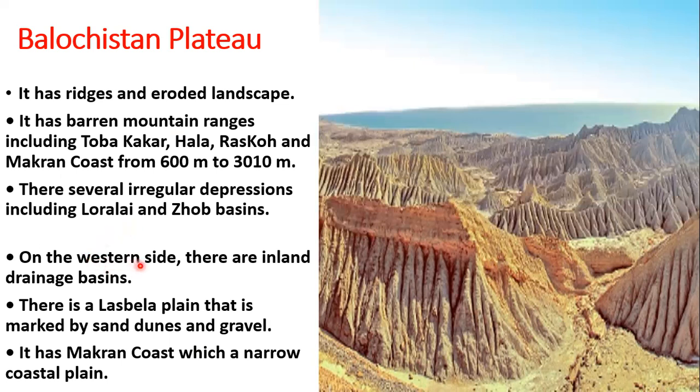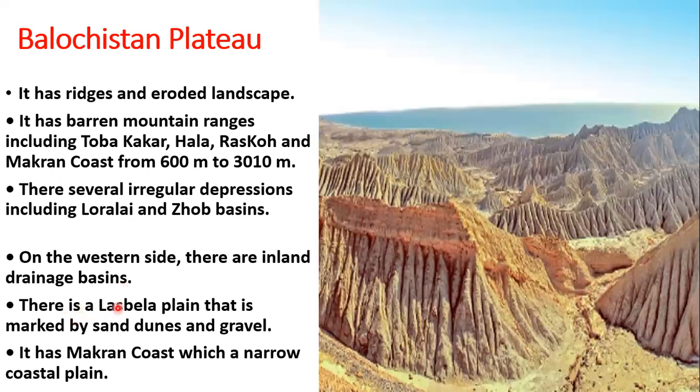On the western side, there are inland drainage basins. The drainage system is very important because of how these people live and how agriculture survives here with the water. So karezes are called inland drainage basins. Made within the land, they have karezes. Karez is like pipes. You can say that water channels have been constructed within the land and they are covered.